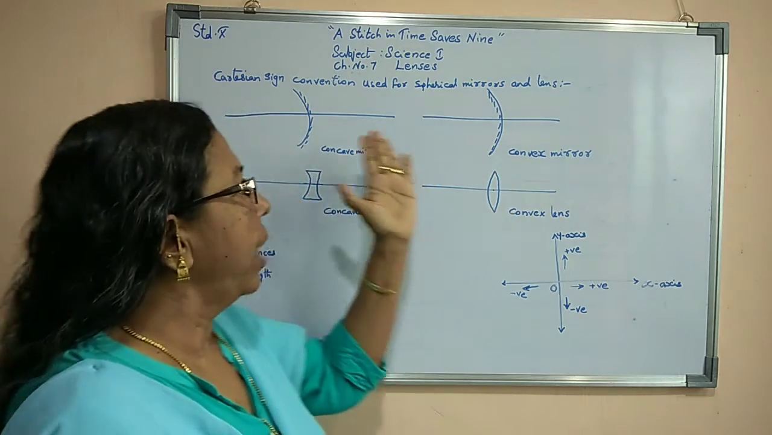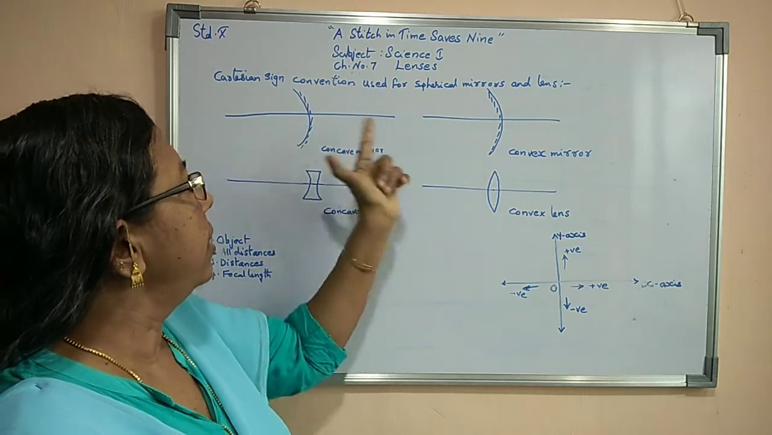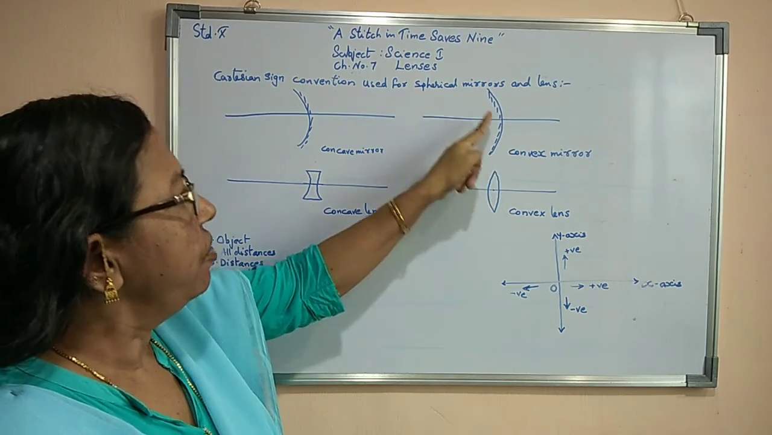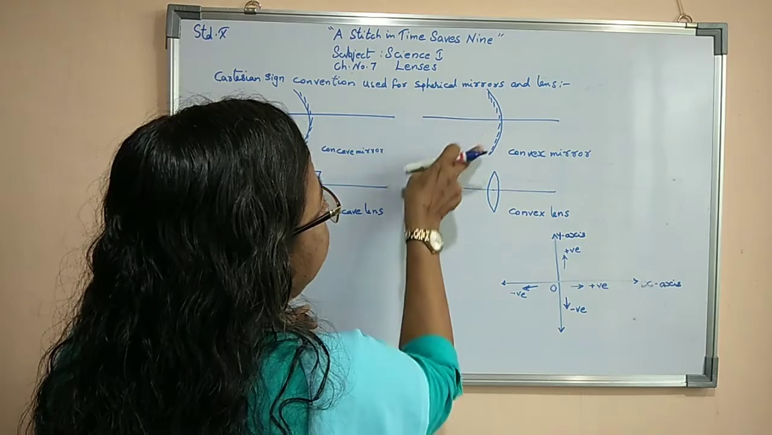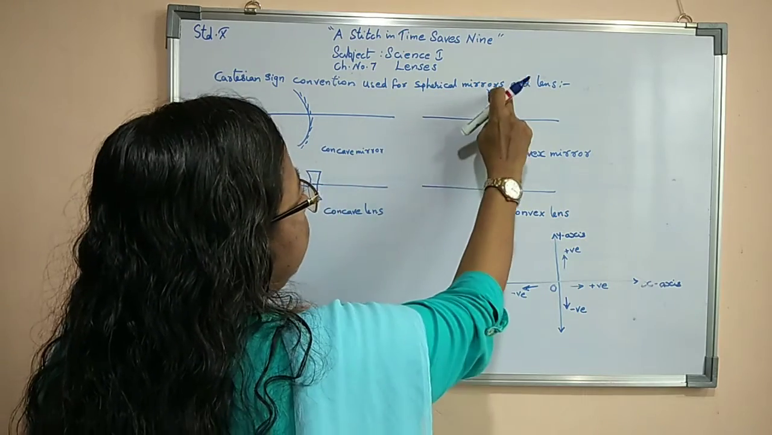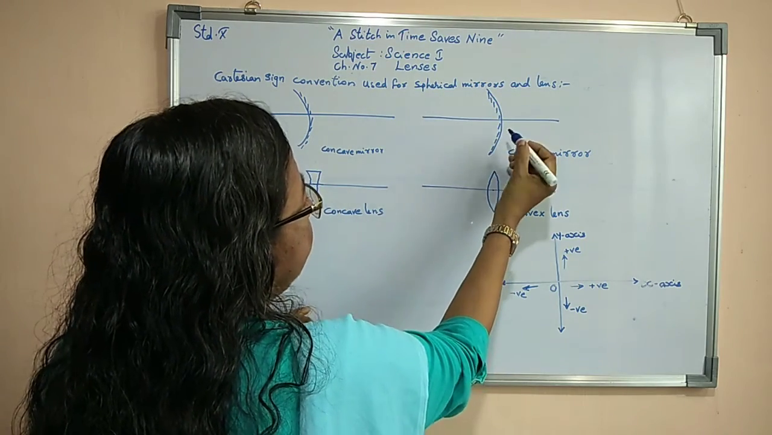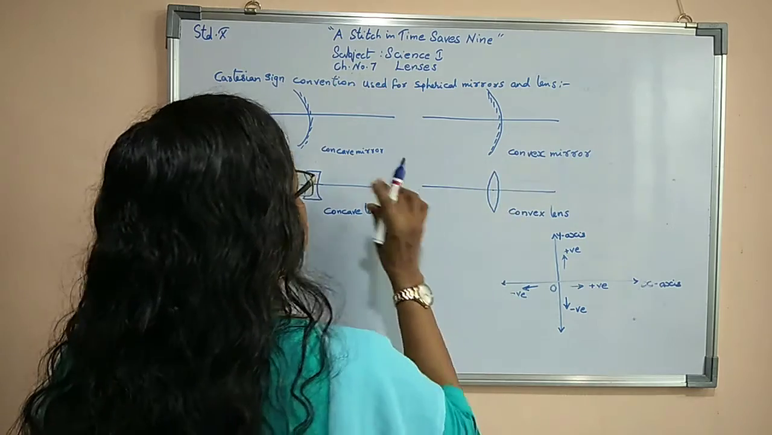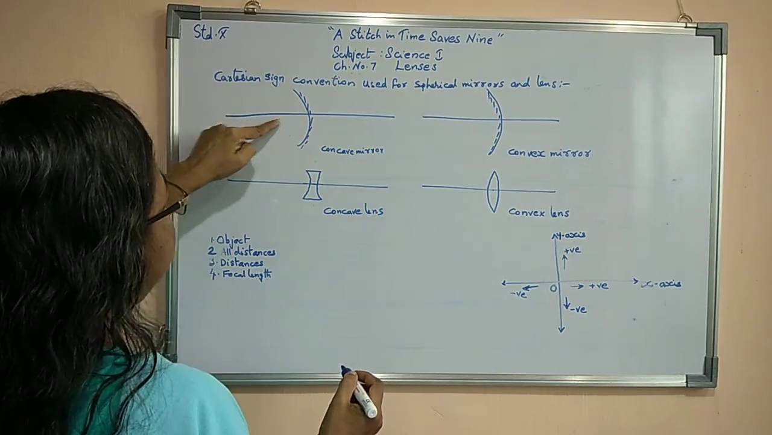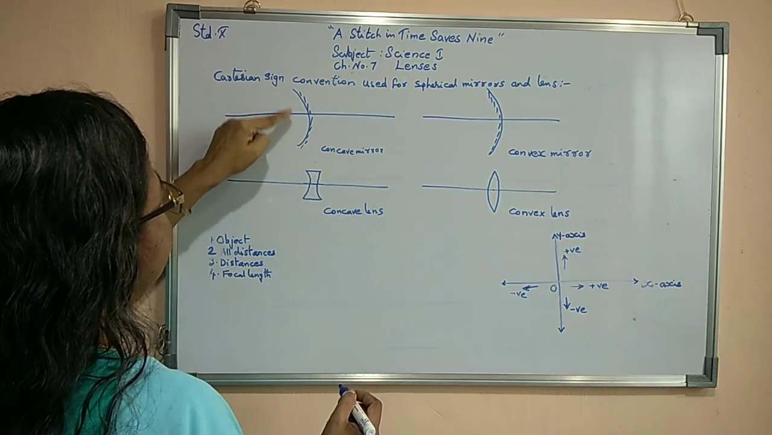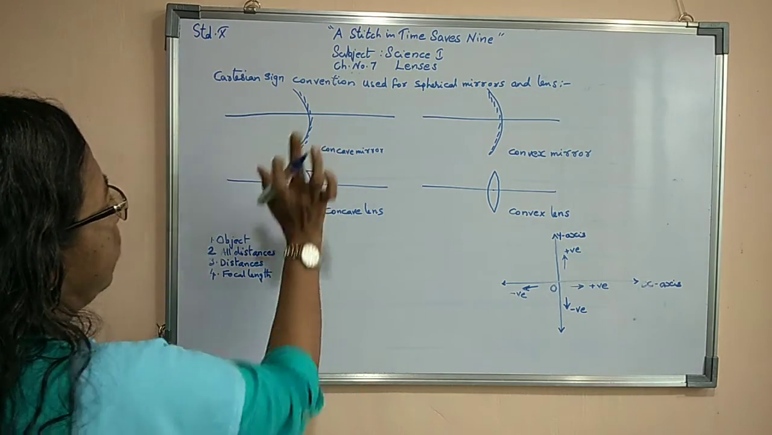Now here I have drawn a concave and this is a convex mirror. Where polish is there, it's the opposite side, where paint is not done. Where the painting is, this side paint is done. So this side convex is there, so we can say that this is the convex mirror. Here this side paint is done, so this side concave is there. So we can say that this is the concave mirror.